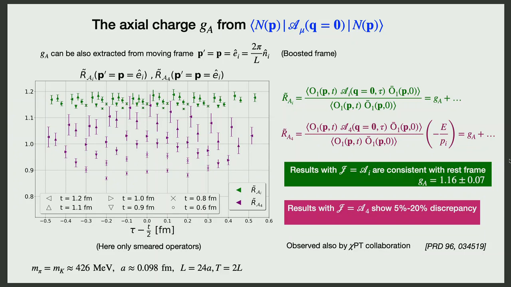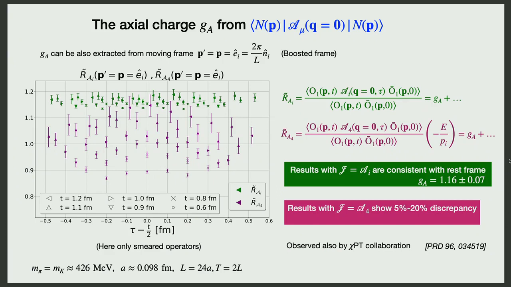We consider spatial axial vector currents and the temporal axial vector current. You see here that the purple data points show a clear T and tau dependence, right? The green data points are behaving much better, and they agree within the error with the previous determination of GA. This is a clear sign of excited state contamination, so the smearing is not very effective in removing this excited state contamination. It was also observed by the ChPT collaboration, so Kefei et al.